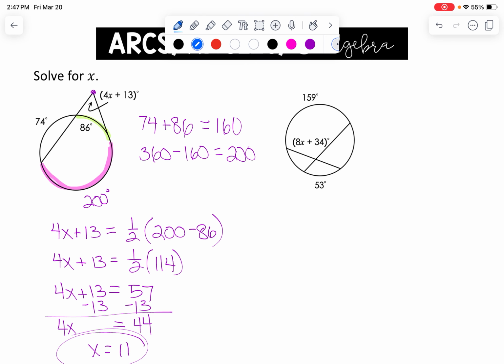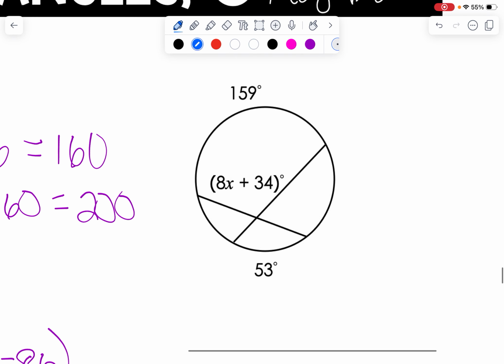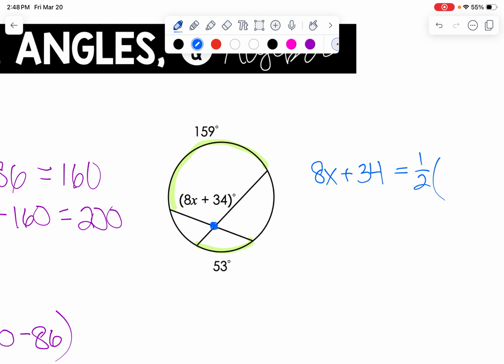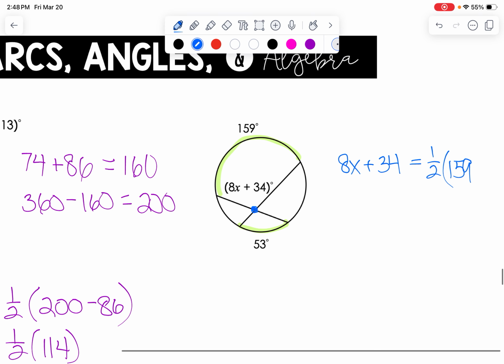This one appears to be a little bit more direct. This point is inside the circle. So when it's inside the circle, you're going to take the two arcs. Let's get my highlighter out. That arc and this arc, we're going to add them together. And this time I know both of them. So I would say 8x plus 34 is going to be equal to 1/2 of 159 plus 53.